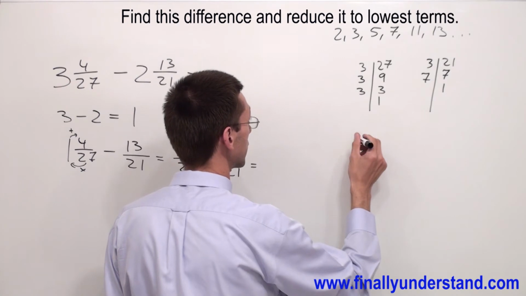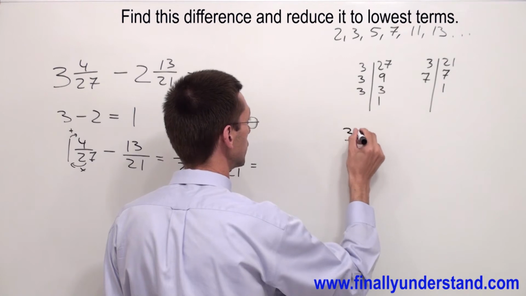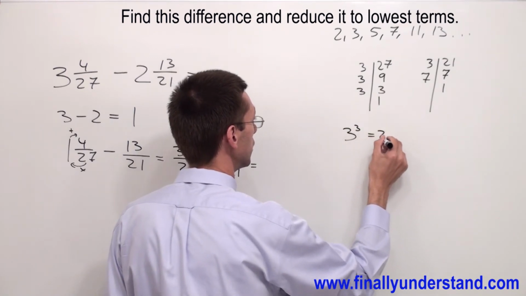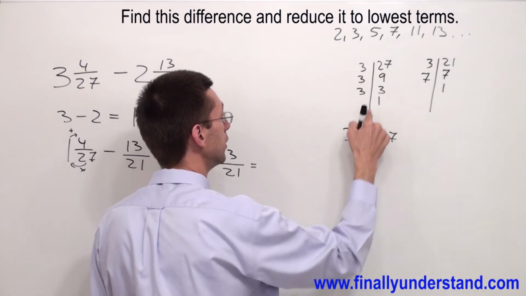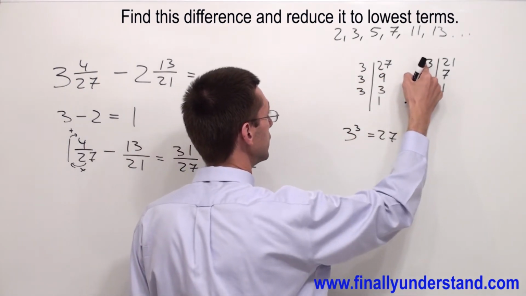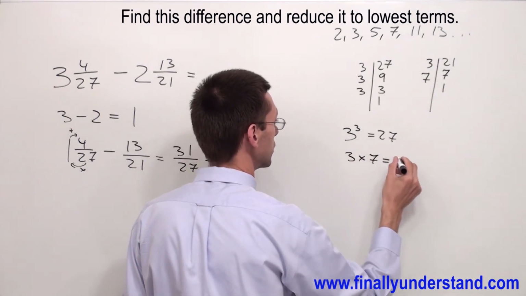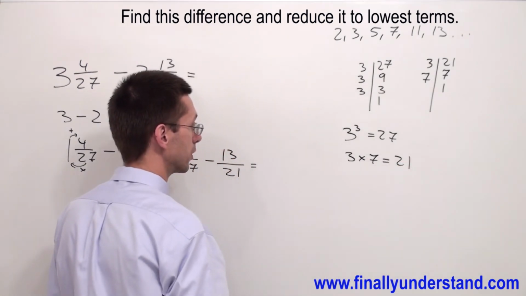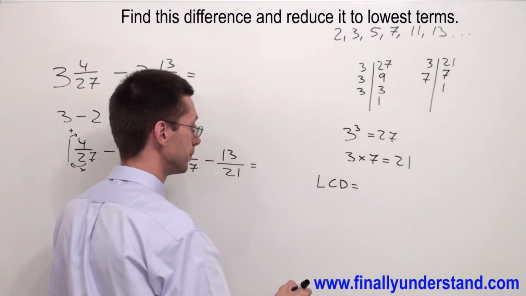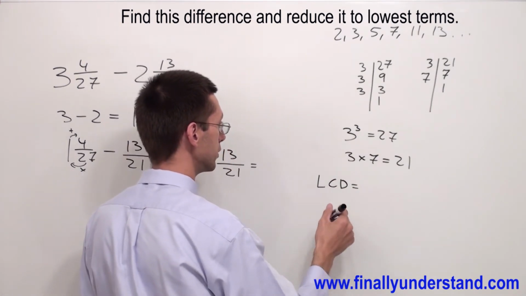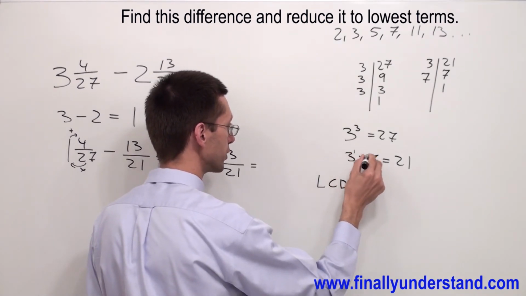Okay, so I can rewrite these multiplications: 3 to the third power is equal to 27, because 3 times 3 times 3, okay, 3 to the third power is equal to 27, and I have 3 times 7 equals 21. Okay, LCD, lowest common denominator. You have to always choose the different numbers and the highest powers. Anytime I have no power, there is always an invisible 1.